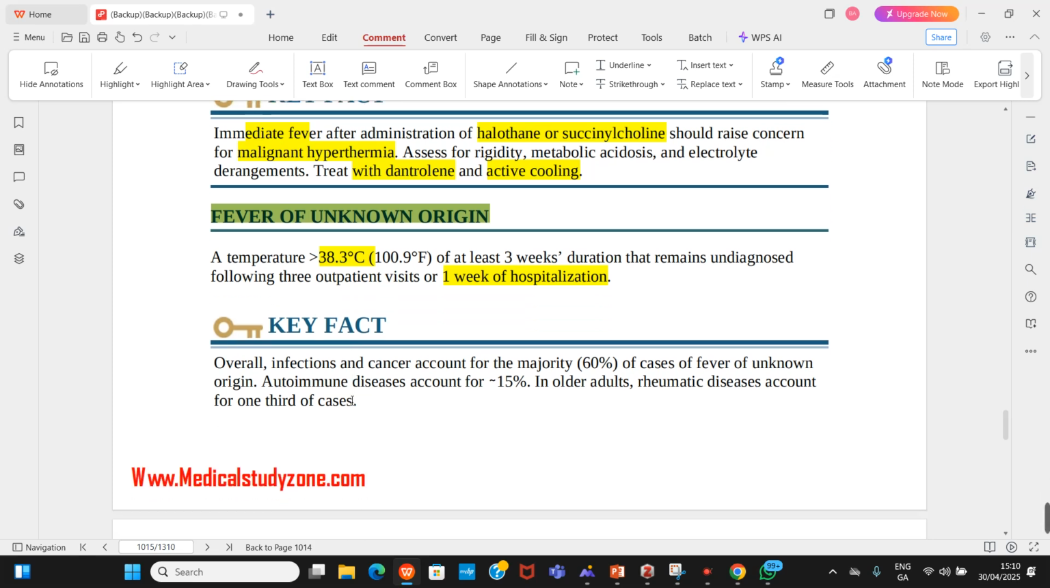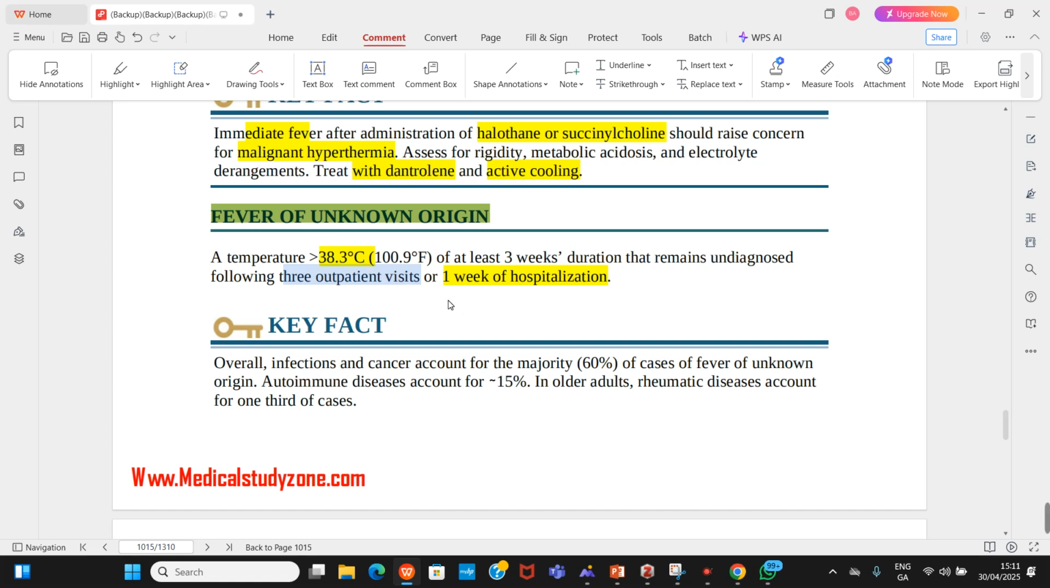So fever of unknown origin: somebody having fever of 38.3 degrees Celsius for at least 3 weeks. Somebody's having this temperature reading for at least 3 weeks, and it still remains undiagnosed after 3 outpatient visits. So they've come to the hospital more than 3 times, and they are having this fever for 3 weeks or more. Or somebody has been hospitalized for at least a week, and the person still has this fever. That is fever of unknown origin.